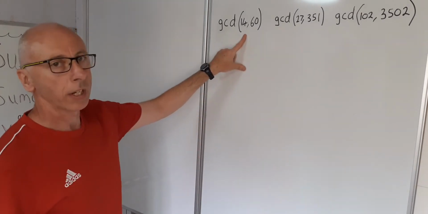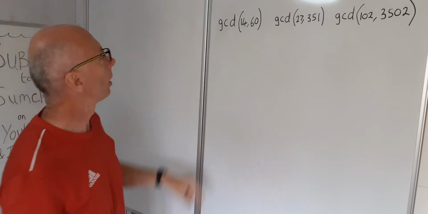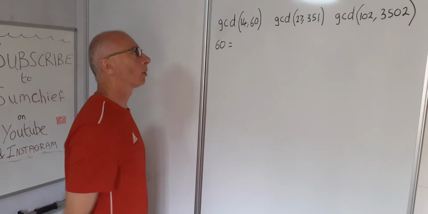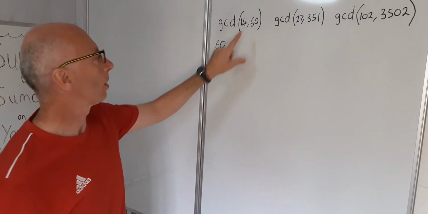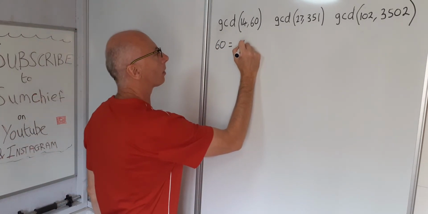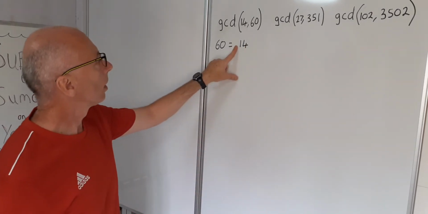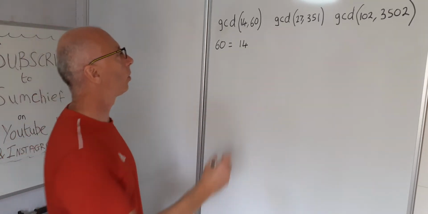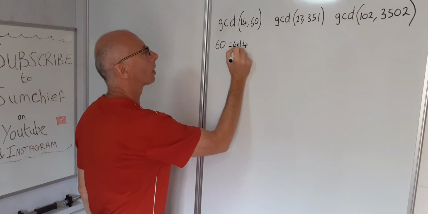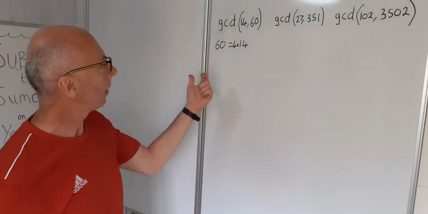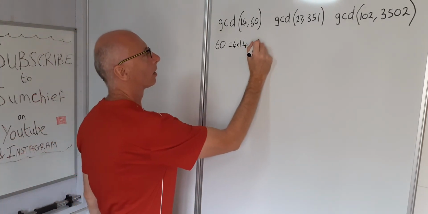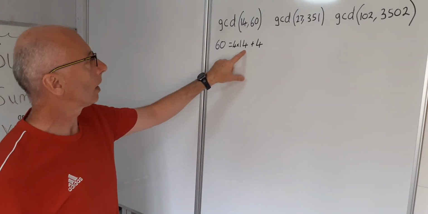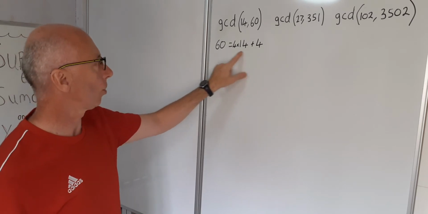So for Euclid's algorithm, what we do is we take the biggest number first. So for this one, 60, and then we say that that equals 14 times something. What is just under 60? Well, if we times that by 4, we get 56, and then we add 4, we've got 4 remainder. Okay, so 60 equals 4 times 14, that's 56, plus 4 is 60, so this is true.